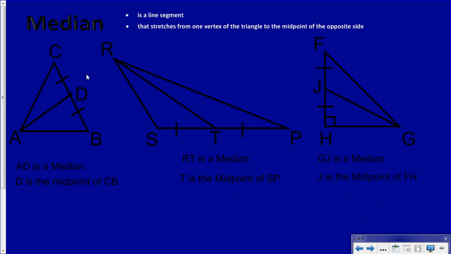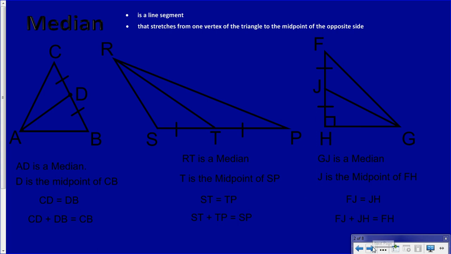Okay, and now going back to our definition of a midpoint, that means that in this initial triangle we said CD has to be equal to DB. And another thing that's true is if I take CD and add it to DB, well then it's going to give me the whole thing CB. The same is true with the rest of these. ST is congruent to TP, and when I add ST to TP it's going to give me the whole thing SP. And same thing on this last one, FJ is equal to JH, and FJ plus JH is going to give me the whole thing FH.